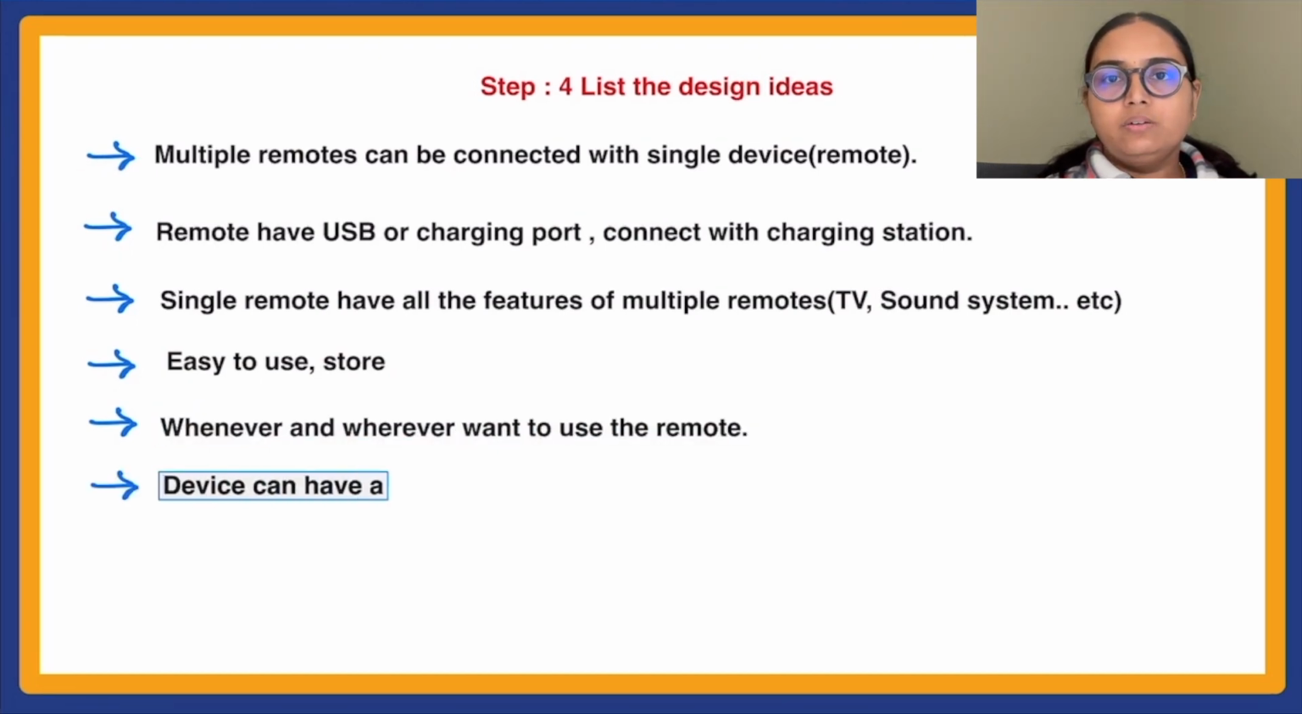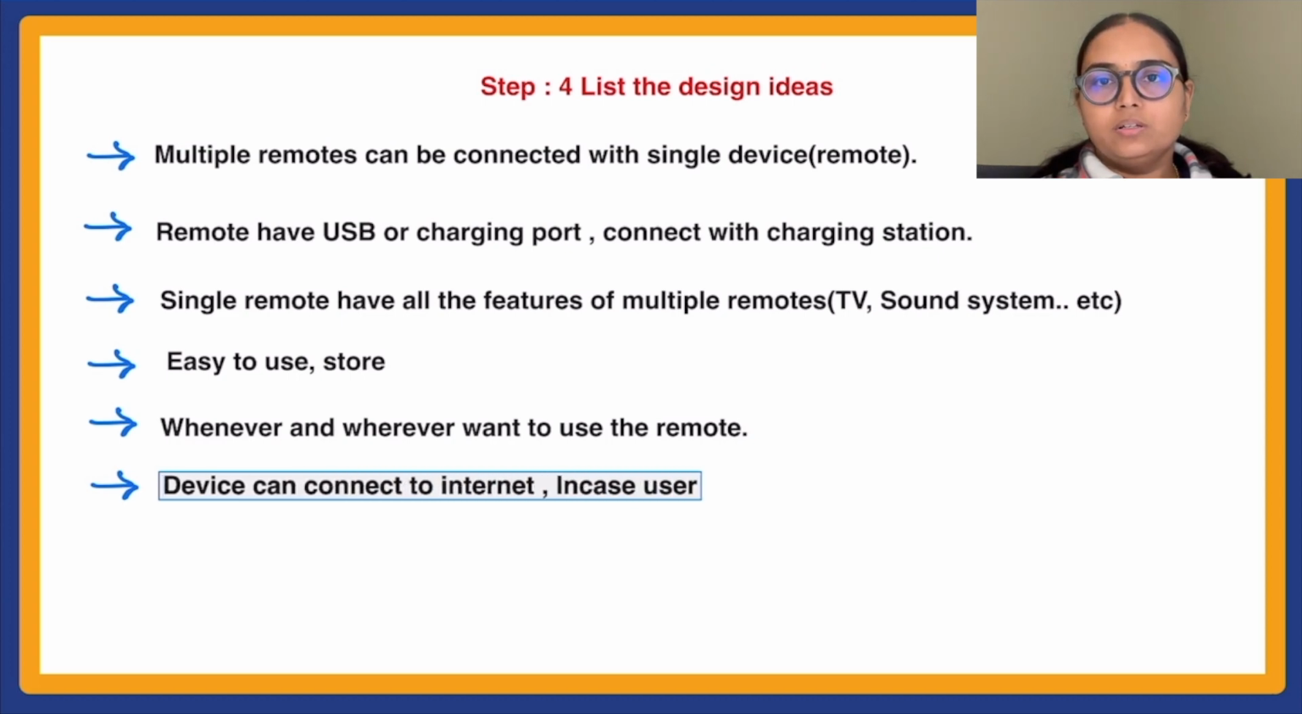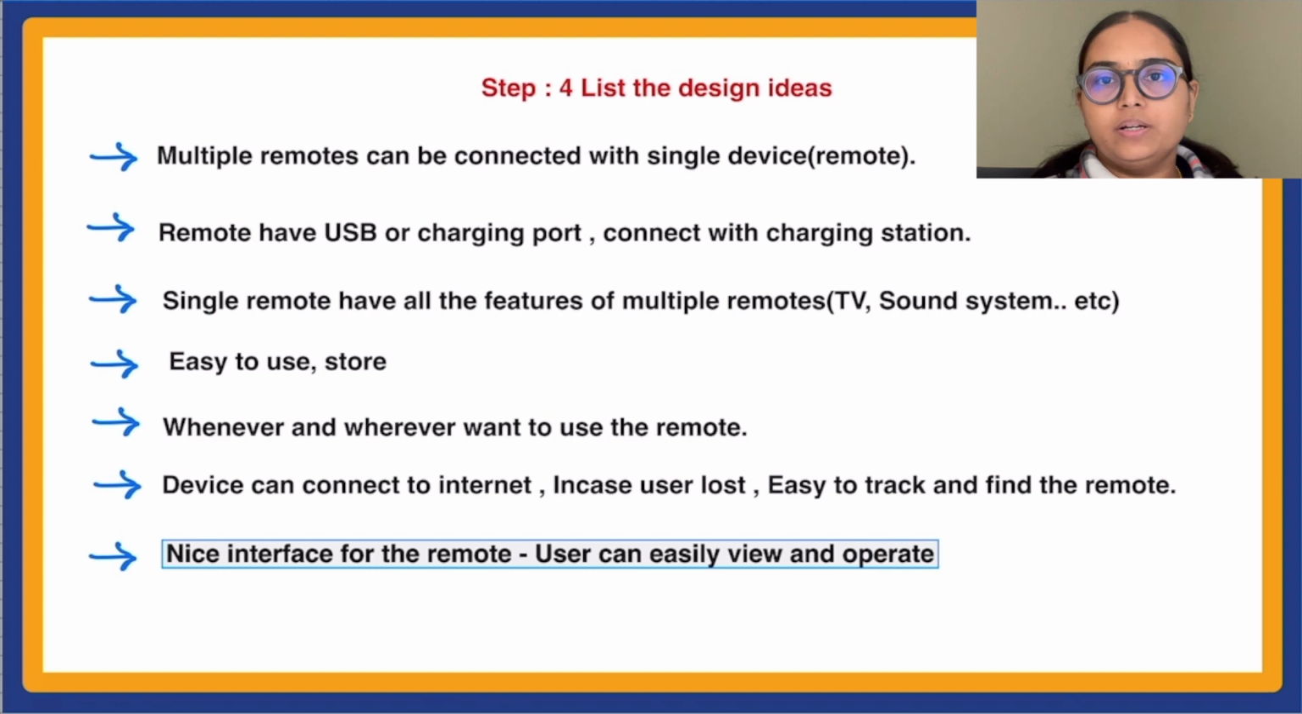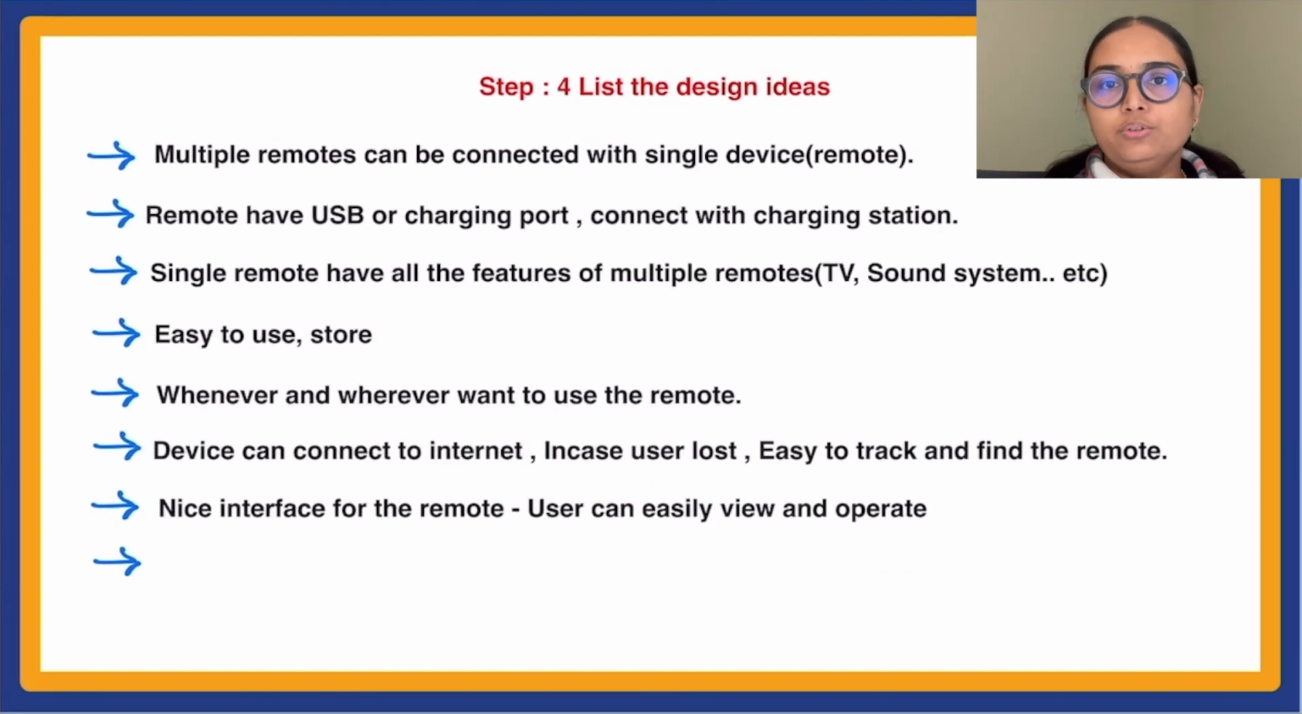The device can be connected with the internet. So if the user loses the device or forgets it anywhere, the user can easily track and find the device. The device can have a nice interface, so the user can easily view what options they want to use, or easily operate the device. If the user is new to using these products and wants to connect this device with their TV or sound related products, they can simply use a passcode, numeric code or QR code to connect both the devices and they can simply use it.